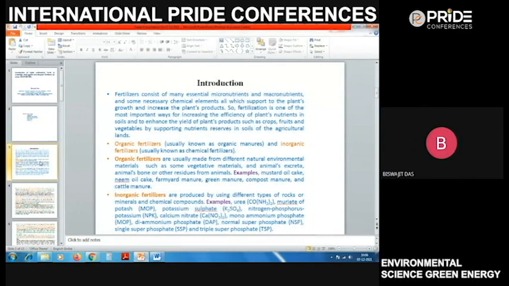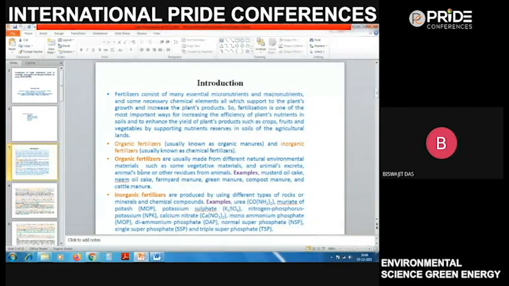Fertilizers are commonly used for improving soil fertility in agricultural lands and to enhance the yield of plant products such as crops, fruits, and vegetables by supporting nutrient reserves in the soil. Fertilizers consist of many essential micronutrients and macronutrients which support plant growth and increase the plant's products. So, fertilization is one of the most important ways of increasing the efficiency of plant nutrients in soils and obtaining a better quality of plant products.